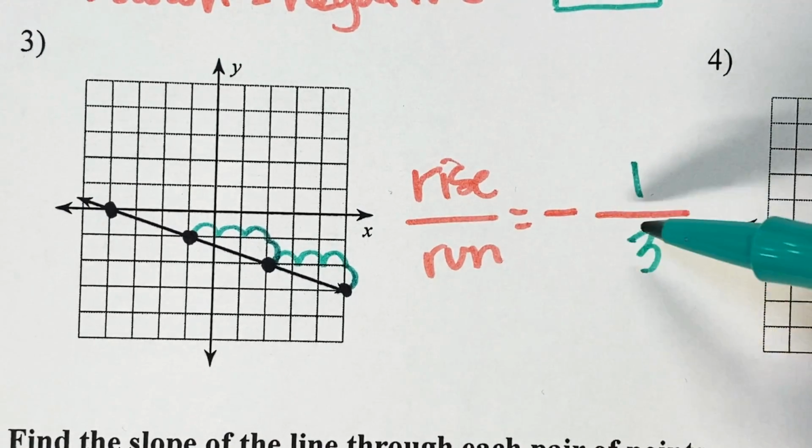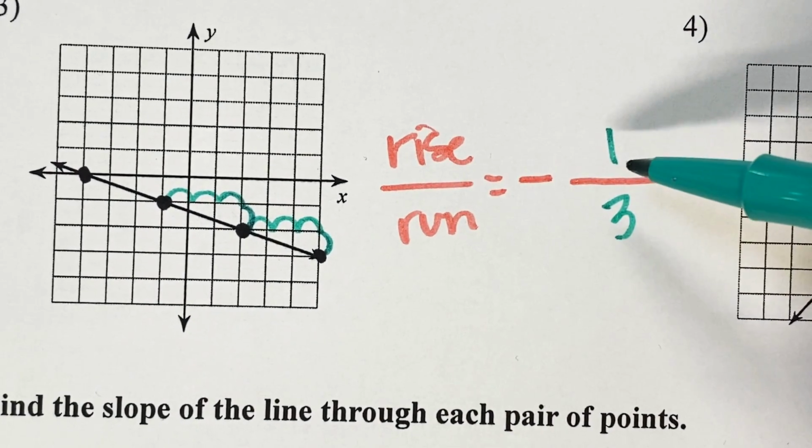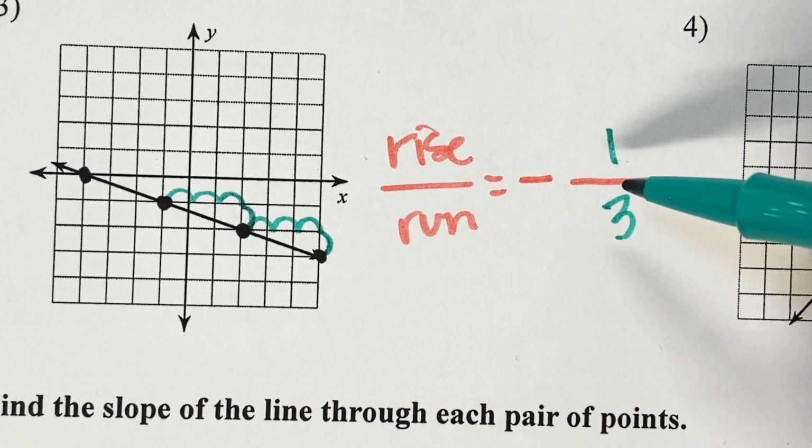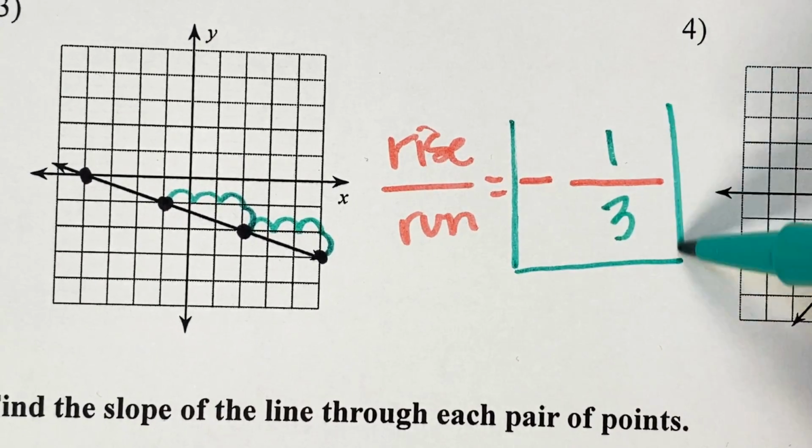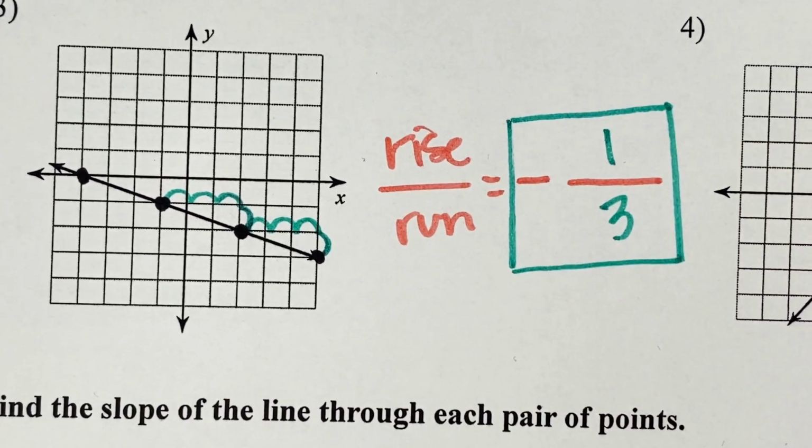So we're good. Okay, can we reduce -1/3? Can that get any smaller? Nope. So our slope is just -1/3.